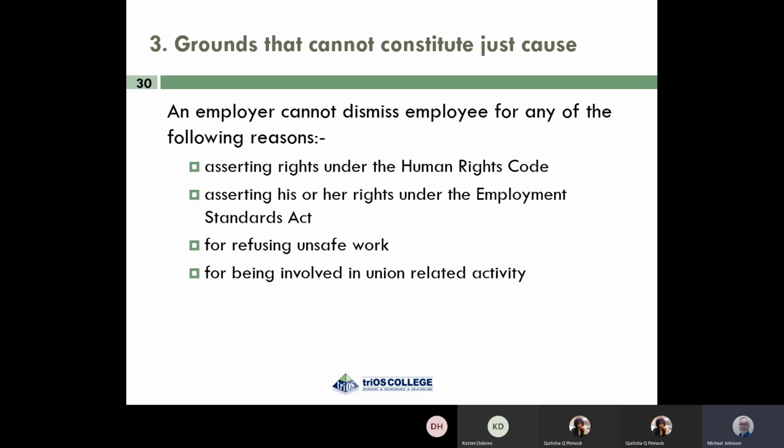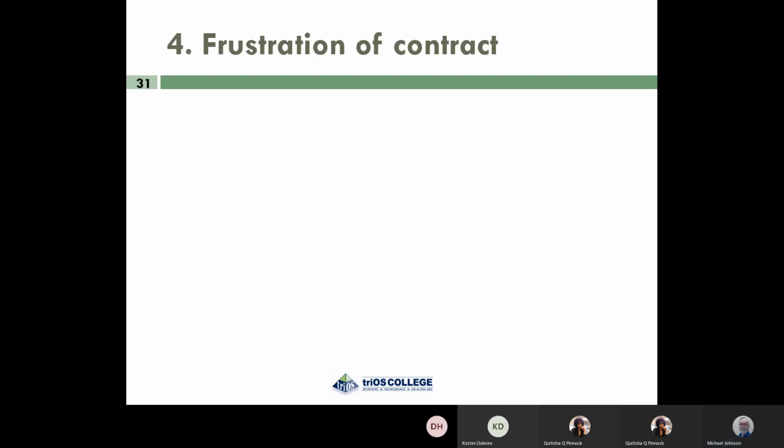For being involved in union-related activities, well, we already talked about organized labor, and you already know that you can involve yourself in these because they represent you. So let's take a look at this area as well. Frustration of a contract.